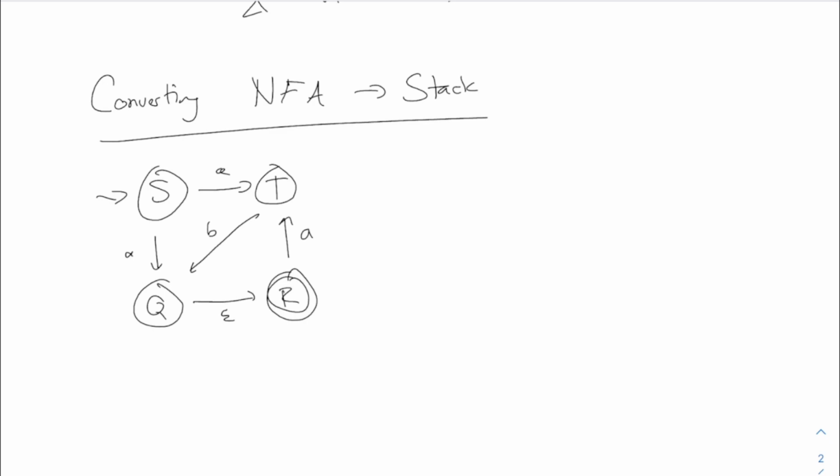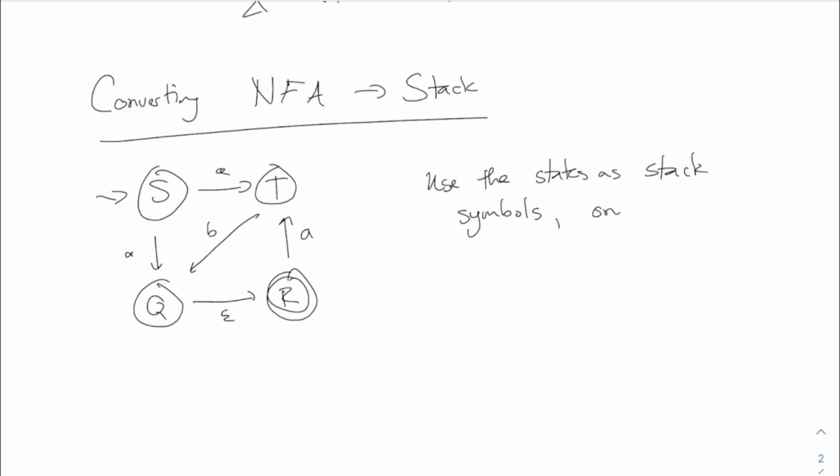Give a name to all the states, and the idea is we use the states as stack symbols. So on the stack, you're going to see letters like S, T, Q, and R. And you use the stack just to keep track of which state you're in. So I begin with the stack saying S. If you read an A, you should change the stack so that instead of S, it now says T. If you read a B from there, you should change it so that instead of T, it now says Q. So you use the states as stack symbols.